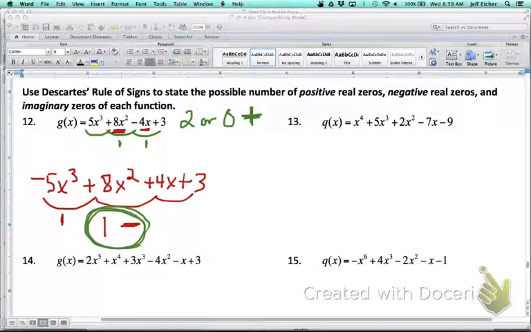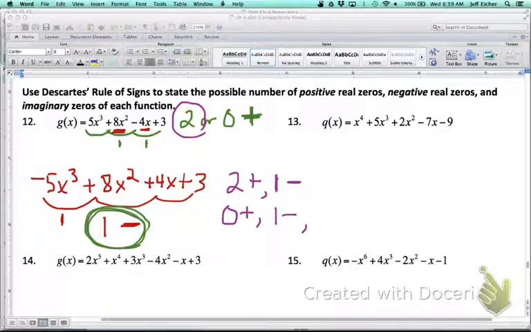And then kind of logically, it could either be 2 positive, 1 negative, that's the possibility. Or you could have 0 positive, 1 negative solution, and then how many imaginary solutions? That would be 2 imaginary solutions. Why 2? Because our degree is 3, so there must be 3 total solutions. So on this first one, that would be no imaginary solutions.